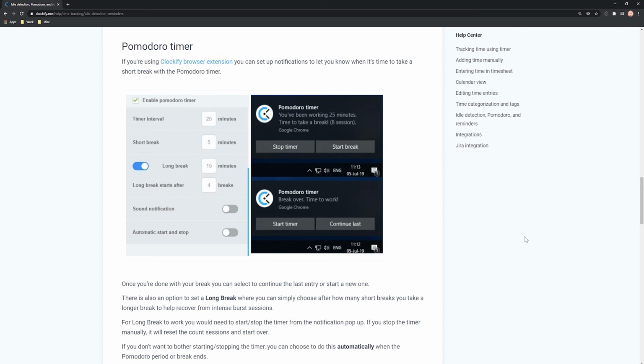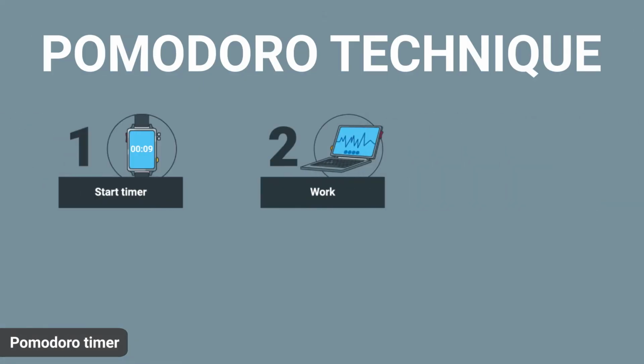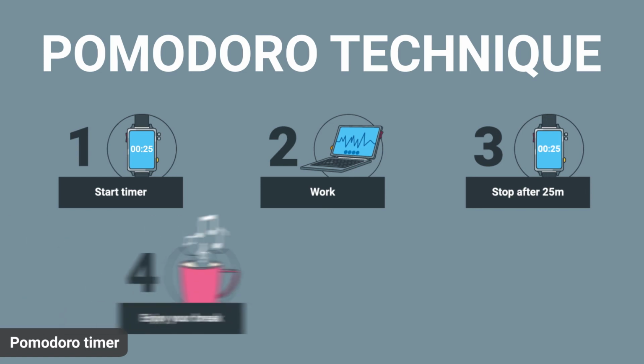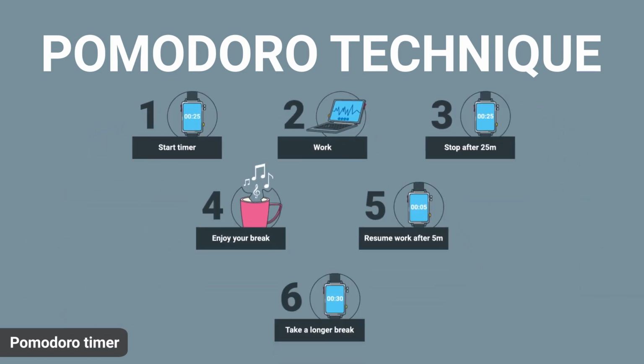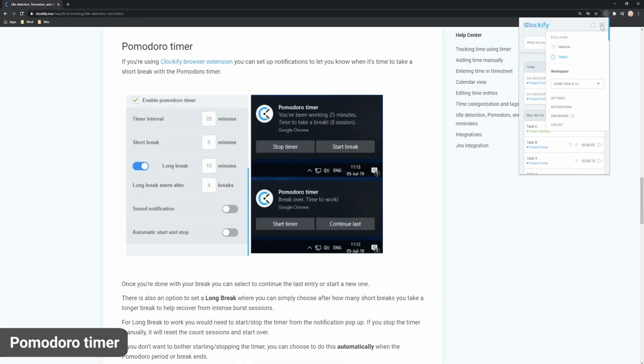And finally, Clockify comes with a built-in Pomodoro timer. If you're not familiar with it, Pomodoro is a popular time management technique for improving productivity that entails working for 25 minutes straight, followed by a 5-minute break. Here's how the Pomodoro technique works in a nutshell.